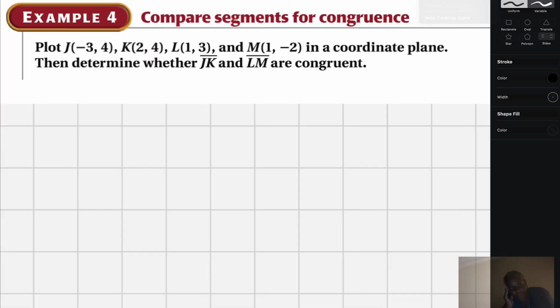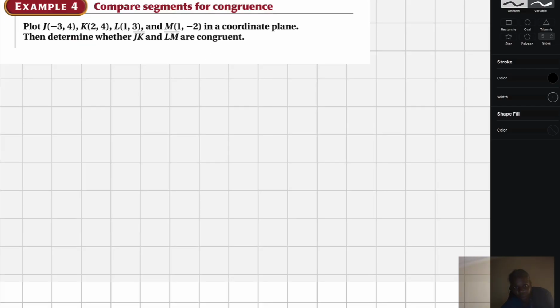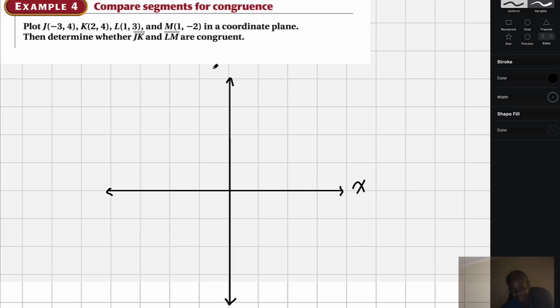This final example, example 4, asks us to do a little bit of graphing. So I'm going to create a coordinate plane and we're going to get started. Notice that we have an X and Y axis. X goes from left to right. Y goes up and down. I like to say Y is high. It goes up. And so now we're going to plot these points. The first point is (-3, 4). That means go to -3 on the X axis and then go up 4 from there. 1, 2, 3, 4. And here's point J.